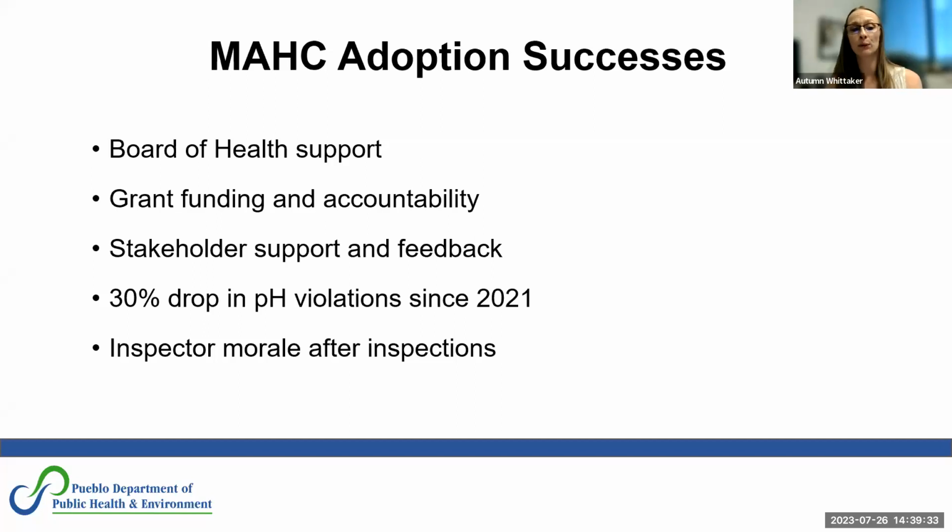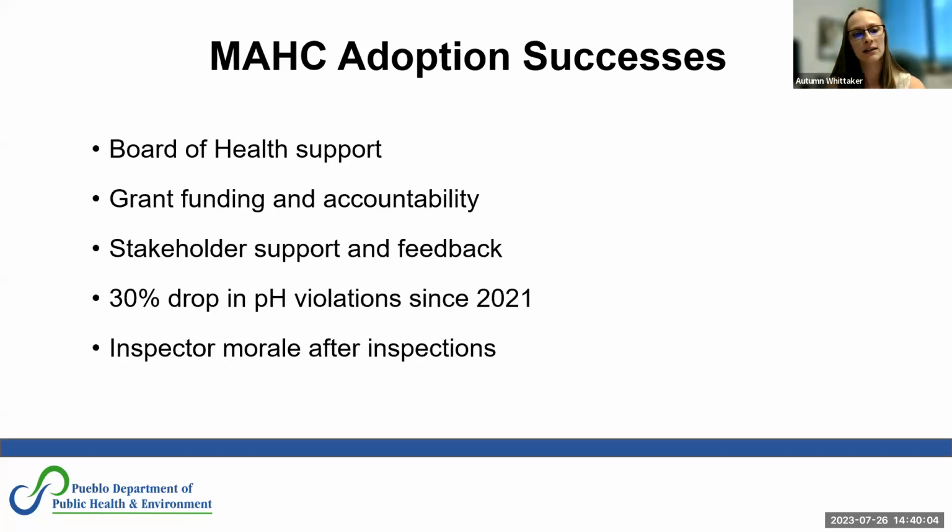And then since 2021, we've also seen, with data that we pulled from 2021, we identified pH as a hazard of concern. It was marked out on 28% of inspections at that time. And since we've adopted the MAHC and reviewed our data, we've had a 30% drop in pH violations. So that's a huge success for us, that pH is no longer one of those top or main contributors to our closures nowadays. So that's great news.